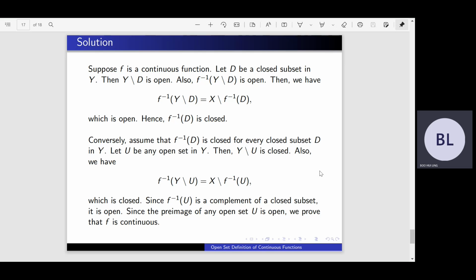Conversely, assume that f inverse of D is closed for every closed subset D in Y. We let U be any open set in Y. Then the complement of U in Y is closed. Then we have the f inverse of the complement of U in Y equals the complement of f inverse of U in X, which is closed. And since the f inverse of U is the complement of a closed subset, it must be open. And since the preimage of any open subset U is open, we have proved that f is continuous by the theorem of open set definitions of continuous functions.